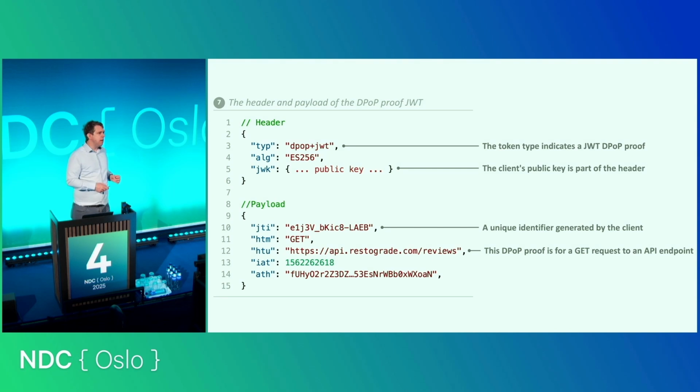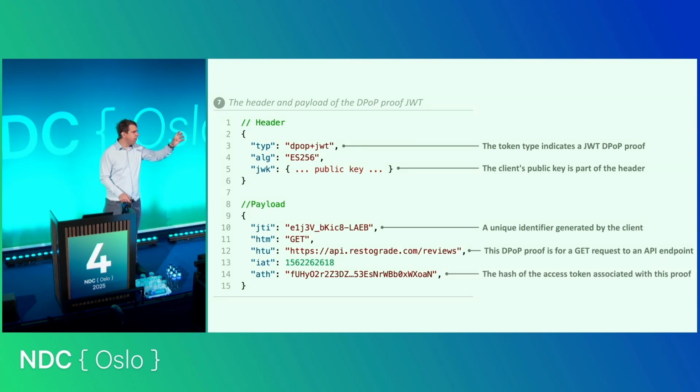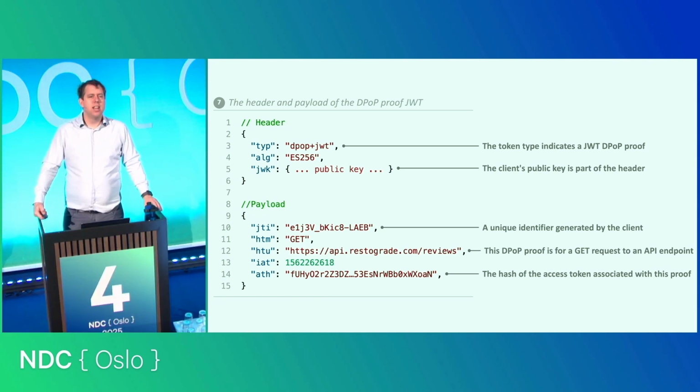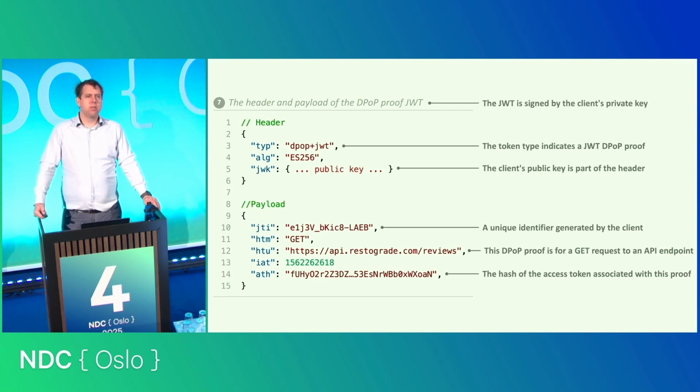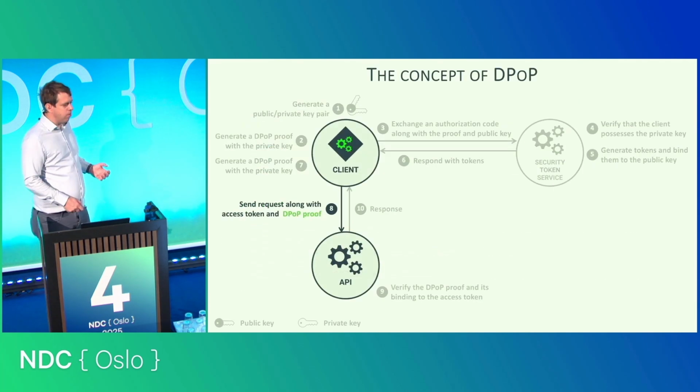Line 14 is also new. 14 is the ATH claim, which stands for access token hash. All right? So if you're proficient in this, after a while, you know what all of the three-letter abbreviations really mean in practice. Access token hash, and this uniquely links this proof to this particular access token. So an attacker can't take a proof from one request and just attach it to another request, because that might work, but that shouldn't work. And this means that the proofs are linked to access tokens explicitly. All right, and all of that is signed by the client's private key. All right, brings us to step 8.